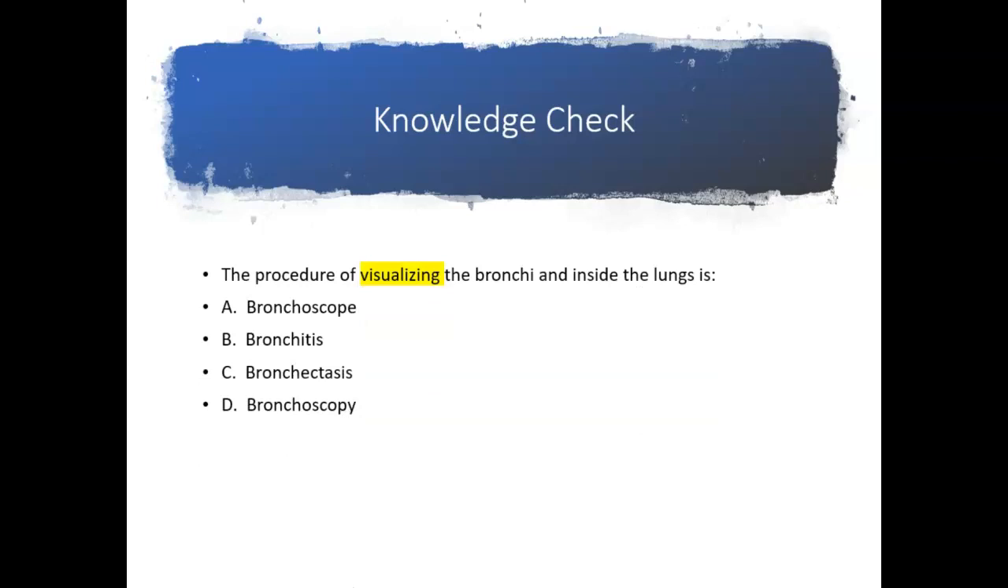Okay, time for a knowledge check. The procedure of visualizing the bronchi and inside the lungs is A, bronchoscope, B, bronchitis, C, bronchiectasis, or D, bronchoscopy. I'll give you a moment and we'll see how you did. And the answer is bronchoscopy. Well done.